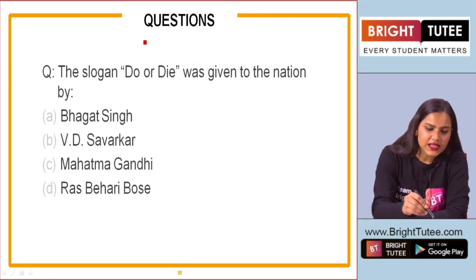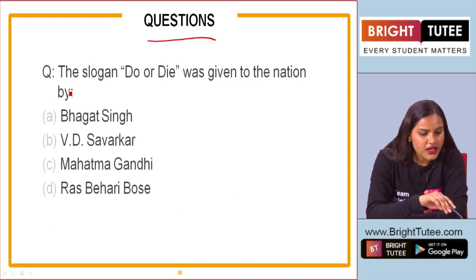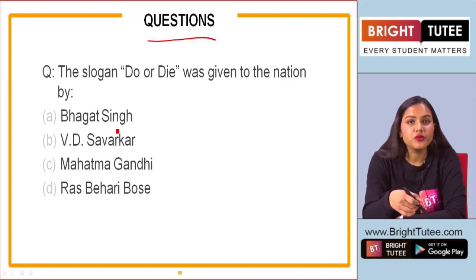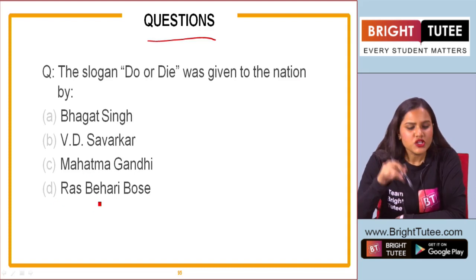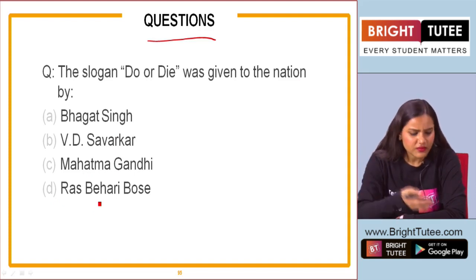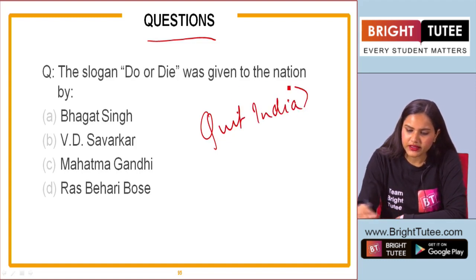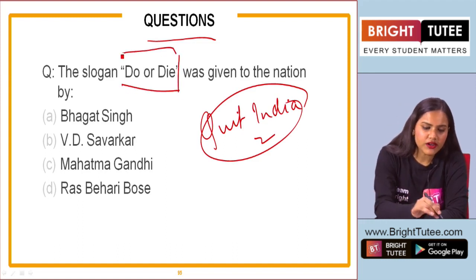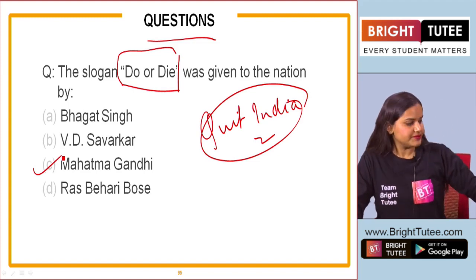Now students, let's have a look at the questions here. The first question says, the slogan 'Do or Die' was given to the nation by, and the options are Bhagat Singh, V.D. Savarkar, Mahatma Gandhi and Rash Behari Bose. So what should be the correct answer here? Obviously, students, in the Quit India Movement, we know that it was Mahatma Gandhi who raised the slogan 'Do or Die', right? So the correct answer here is C, Mahatma Gandhi.